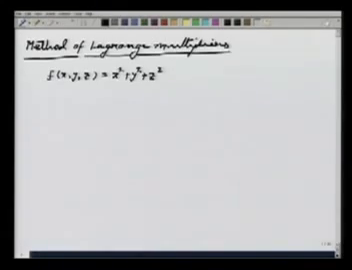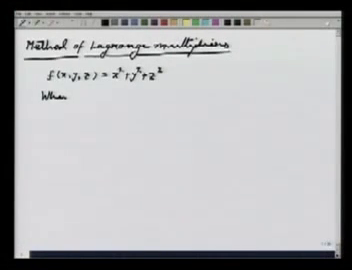Now suppose I ask you that what is minimum of f. Suppose I ask this question, then obviously the answer is 0 because x square plus y square plus z square is always bigger than or equal to 0. The minimum possible value then is 0 and the minimum is achieved at 0, 0, 0. So that is very simple.